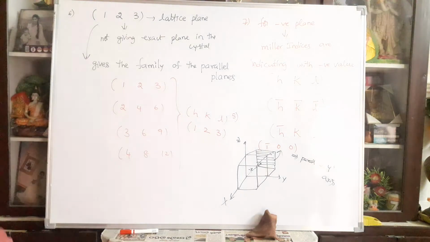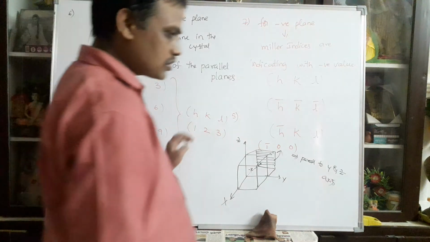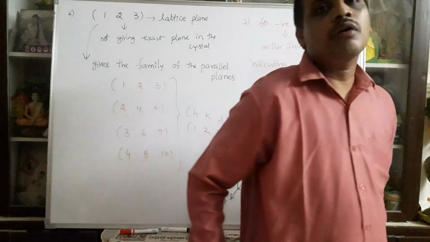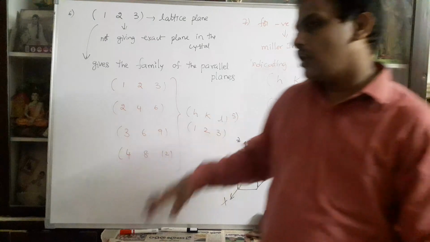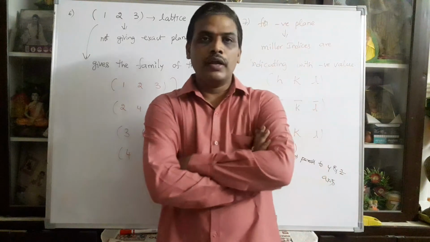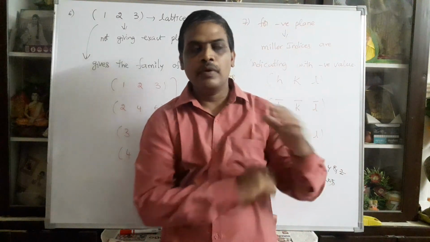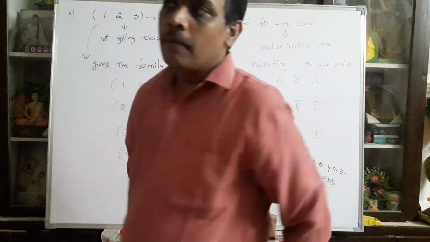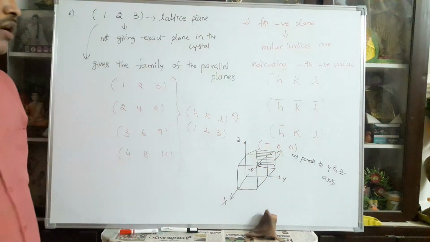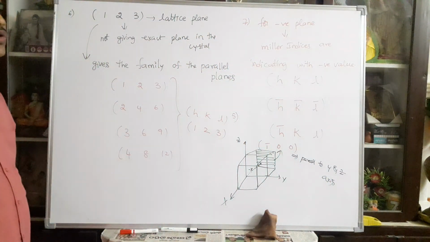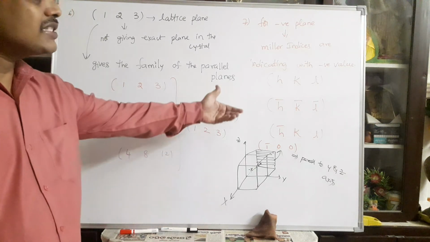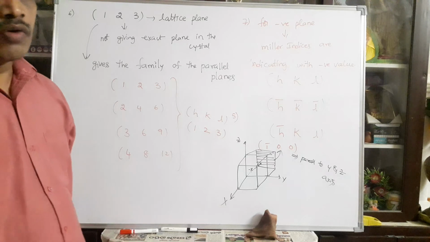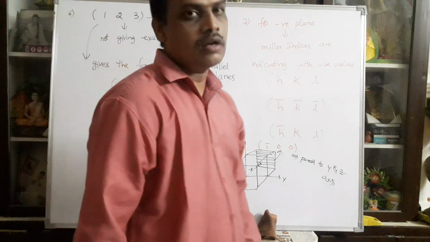In a similar way, you can draw any plane, either positive planes, negative planes, or a combination of positive and negative planes. In this way, you can draw the lattice planes based on Miller indices. This is the complete information about Miller indices. After completing Miller indices, you can deduce what the intercepts are based on Miller indices.